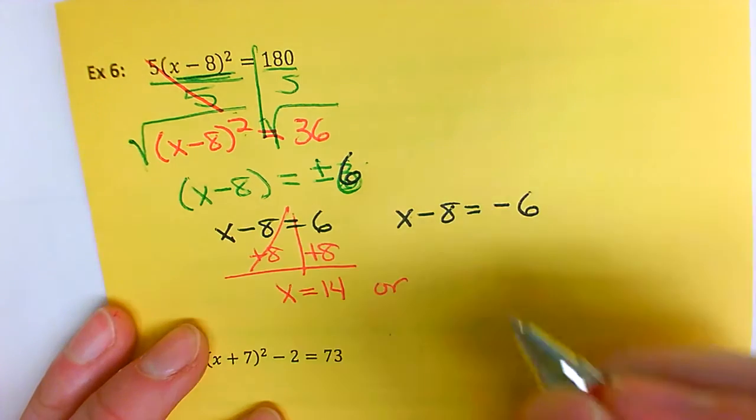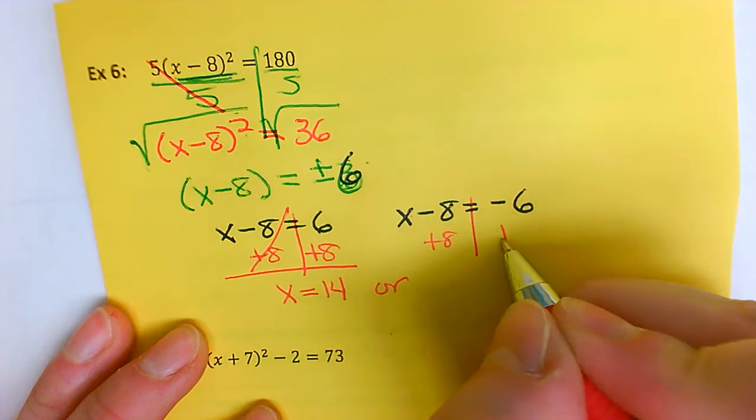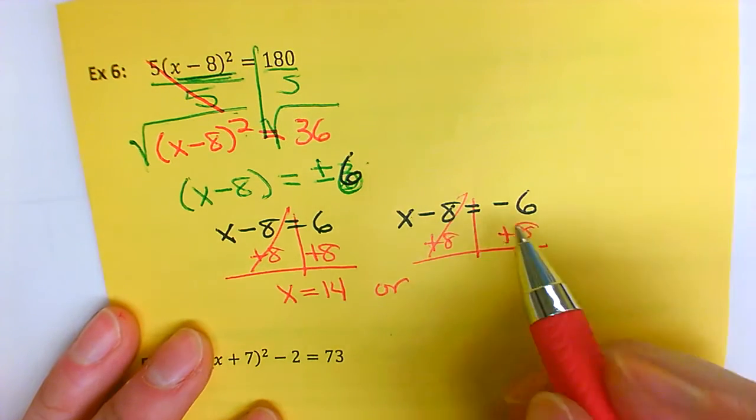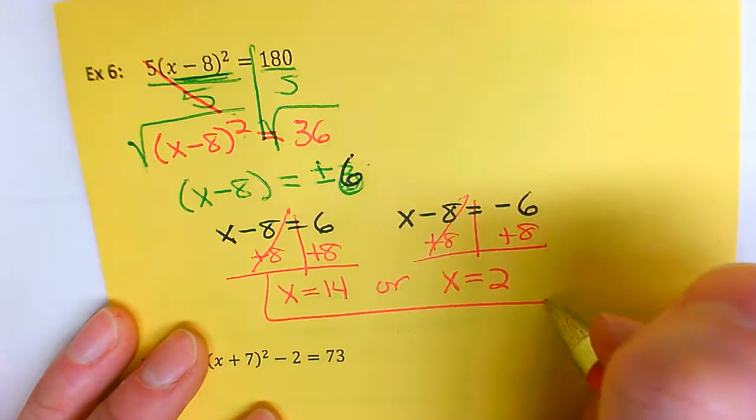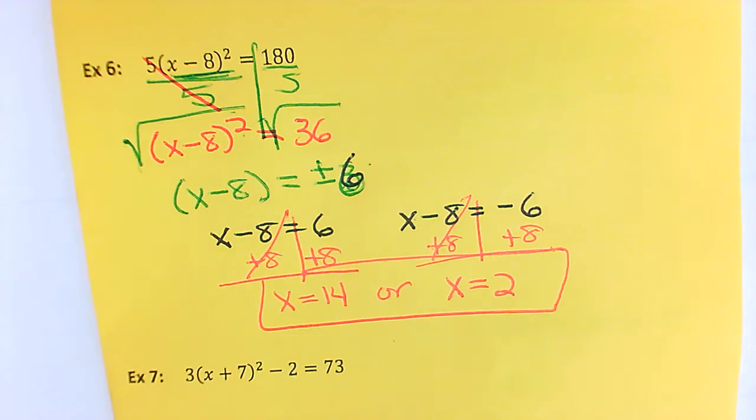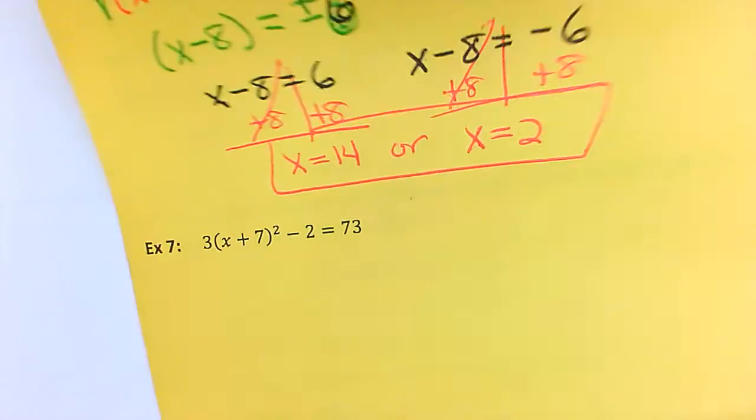Or, on the other side, I'm also adding the 8. And if I have negative 6 plus 8, that one ends up giving me a positive 2. So x is equal to 14 or x is equal to 2. Okay. Number 7.